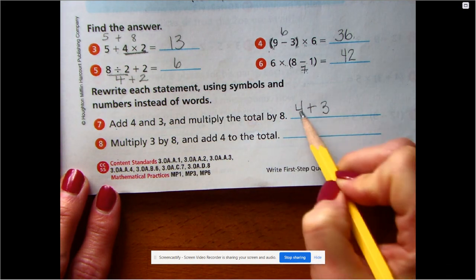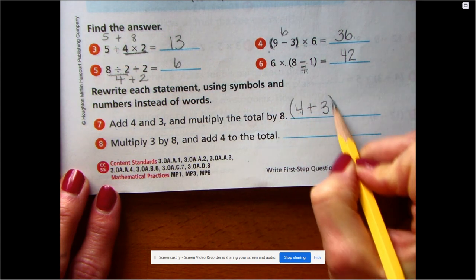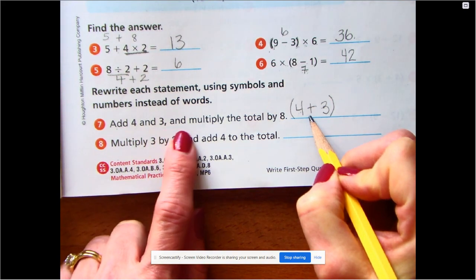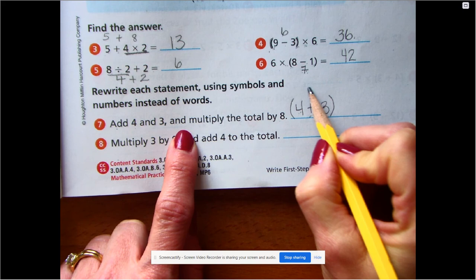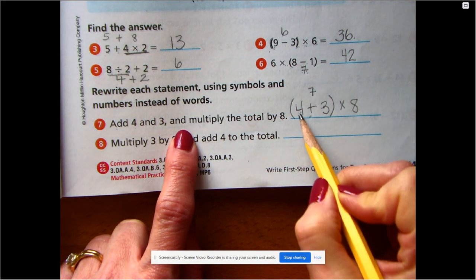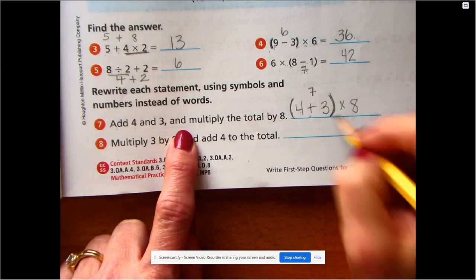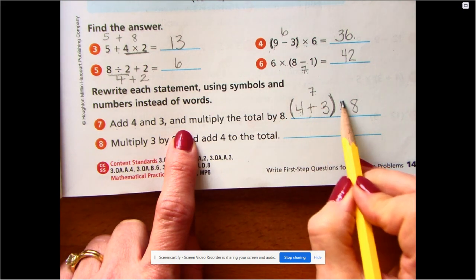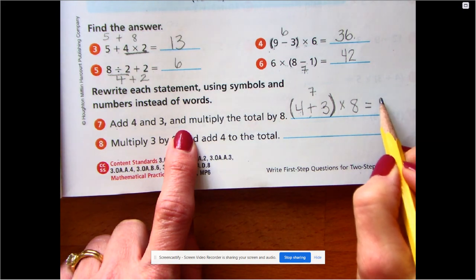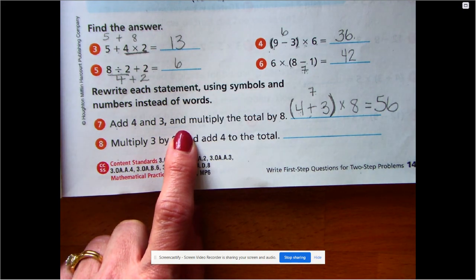So if I have to total these up first and then multiply, I better have some parentheses around that if I need to do that first. Add 4 and 3 and multiply the total. My total is 7 times 8. Okay, because I had to find the total of those, that was my clue that I needed to put parentheses around that. So 7 times 8, we're getting better with our 7s and 8s, but they are hard. 7 times 8 is 56. I even have to stop and think about that.